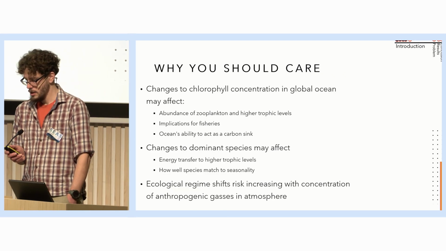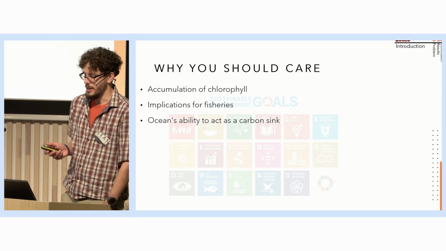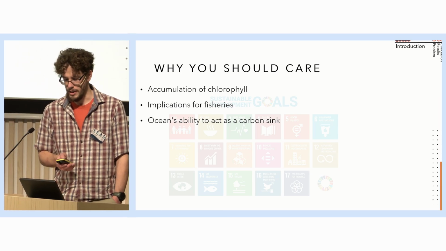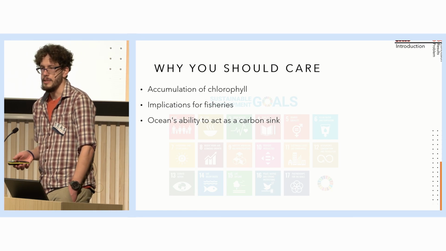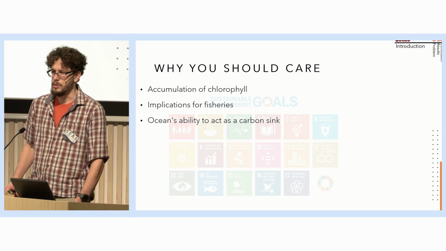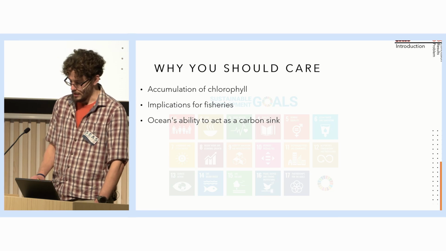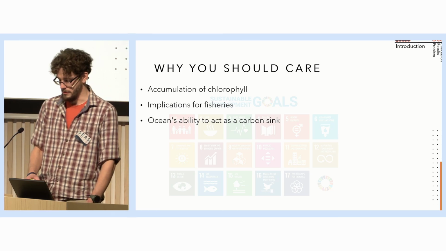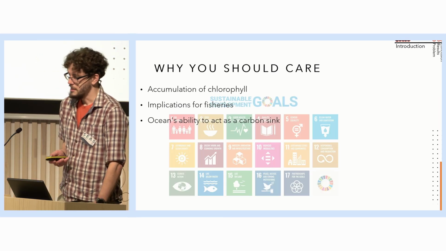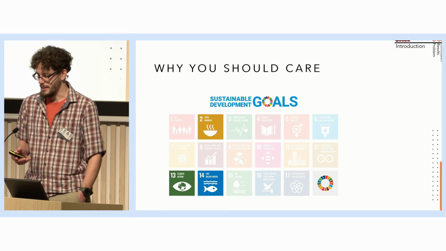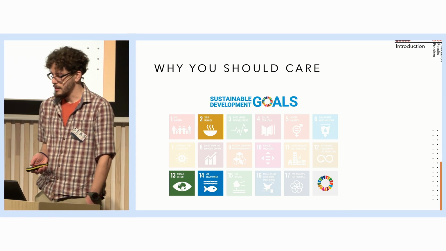The most important changes that a regime shift can affect are this accumulation of chlorophyll in the sea surface, which can have implications for fisheries and also affect the ocean's ability to act as a carbon sink, which is important for how much climate gases are going to be in the atmosphere. They directly affect these three sustainability goals of zero hunger, climate action and life underwater.